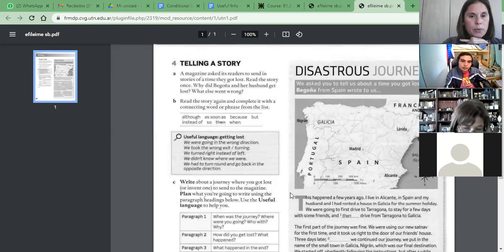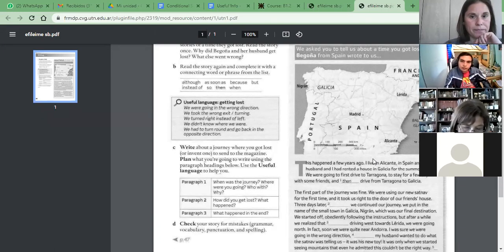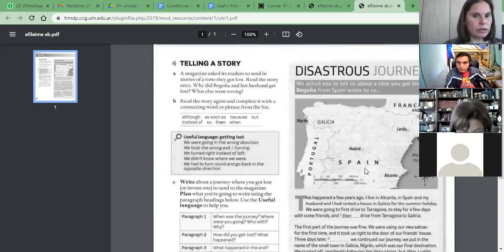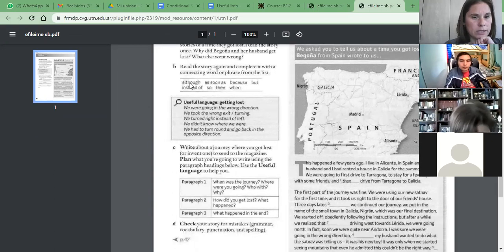So what you're going to do now is read the disastrous journey we have here, and try to understand the story. And then you're going to complete the story with these connecting words or phrases. You have although, as soon as, because, but, instead of, so, then is already used, and then when. You have to read it.